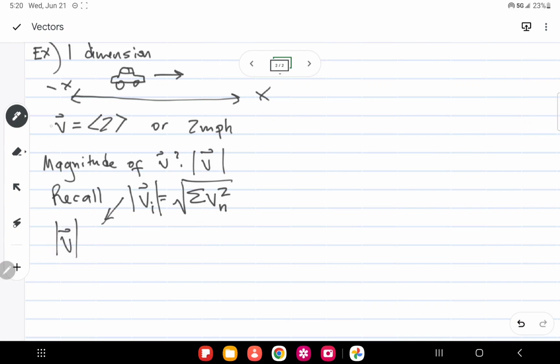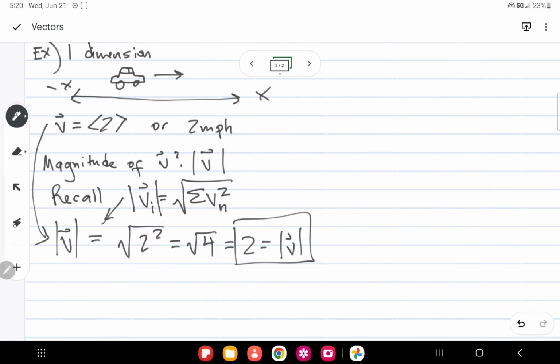So the magnitude of this will be the square root of the square of 2. There are no other components here but the x, so it's the square root of 2 squared. Now we know that 2 squared is 4, and the square root of 4 is just 2. So that is equal to the magnitude of that vector.